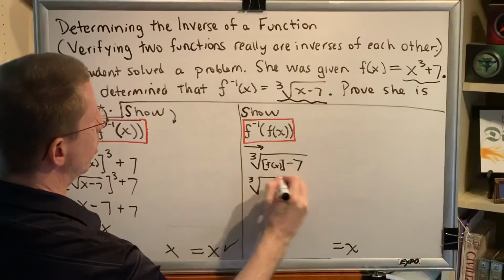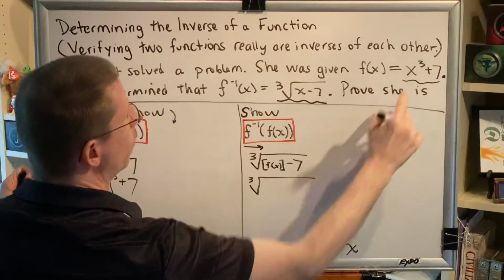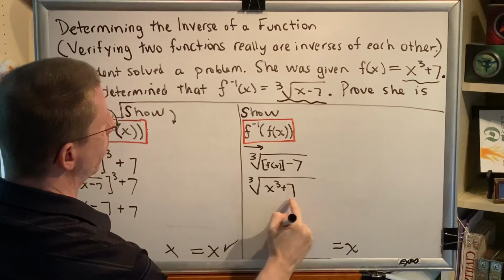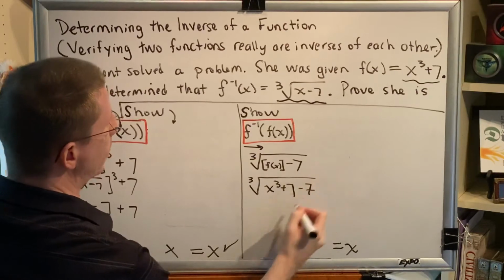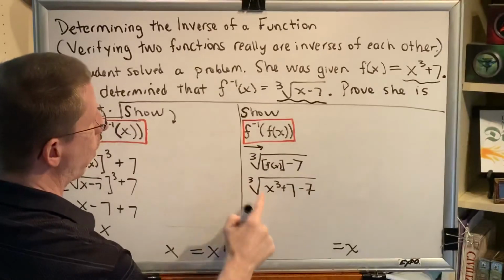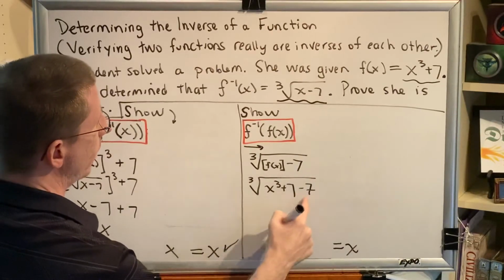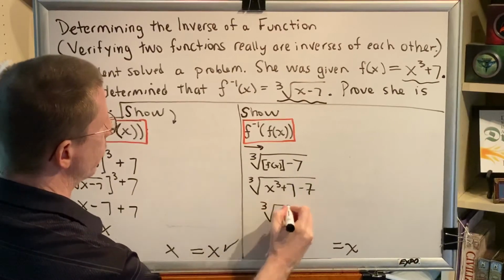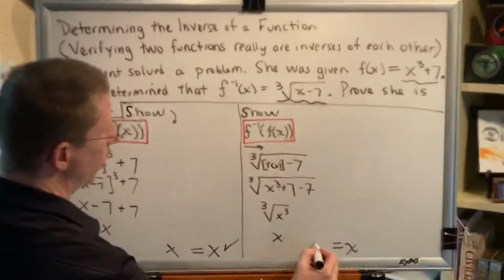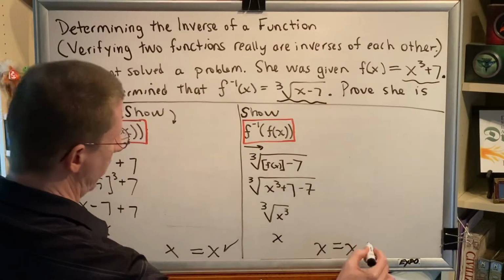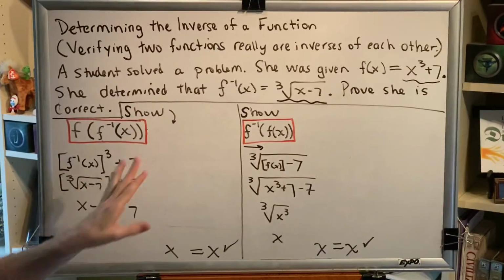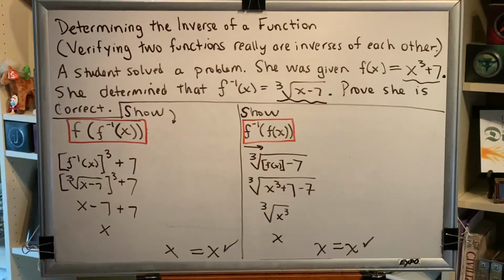Now substitute. In this problem, f of x equals x cubed plus 7. So we get x cubed plus 7, then the subtract 7. We must combine our like terms before we take the cube root. Plus 7 minus 7 cancels, leaving us the cube root of x cubed, which conveniently equals x. So once again, we've showed that the two sides are equal. x equals x. By going through this process, we have proven that the student's work is correct.